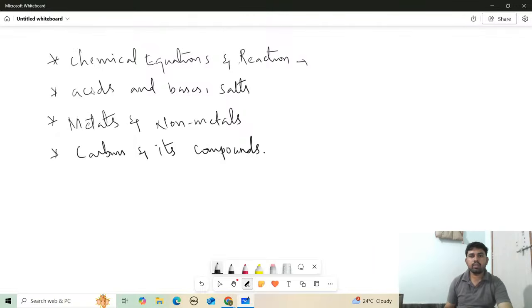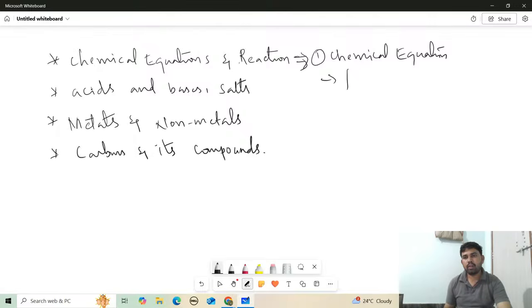For the first chapter, we are going to deal with chemical equations. To write a chemical equation, first we should know the chemical formula. To know that, in ninth class CBSE there is a concept called how to write chemical formula. We have a method called the crisscross method, so first today we are going to discuss that method.